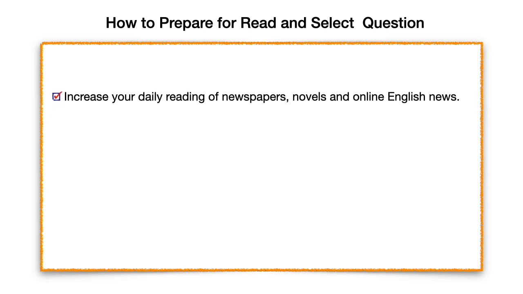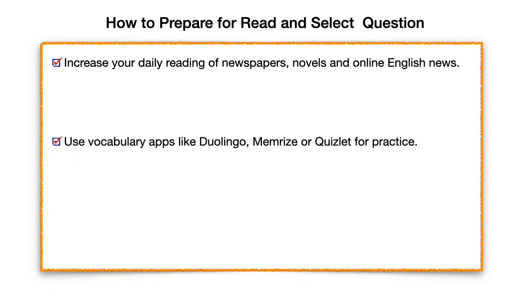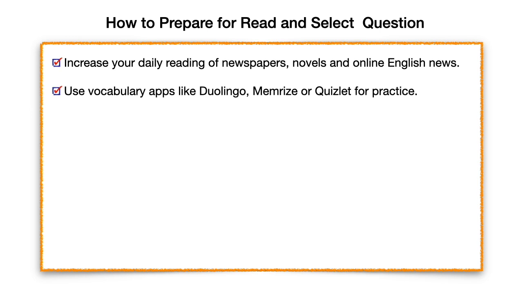Now we'll discuss how to prepare for read and select questions. To do well in this section, you will need a good mix of strategies and practice. Let's go through some tips that can help you succeed. First, increase your daily reading of newspapers, novels, and online English news. This will help you get familiar with different words and their contexts. Next, you can use vocabulary apps like Duolingo, Memrise, or Quizlet for practice. These apps are great for expanding your vocabulary and recognizing correct spellings.